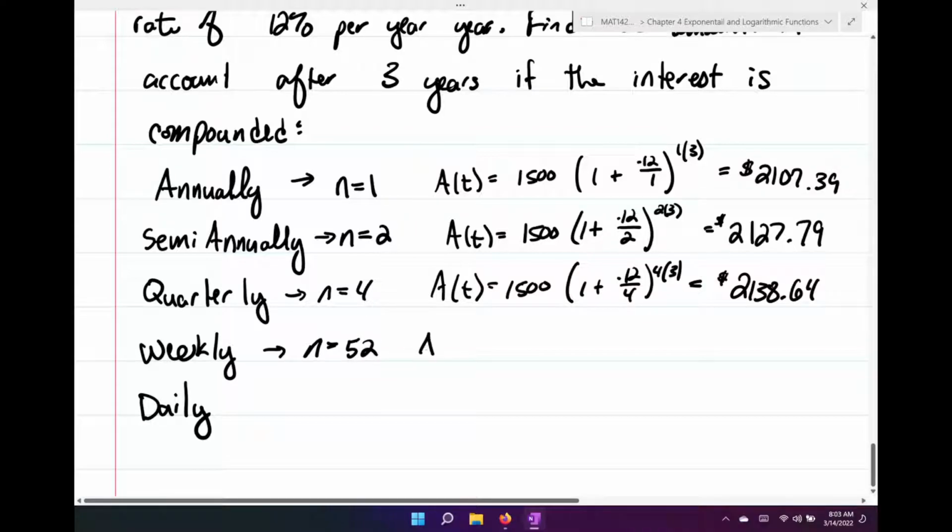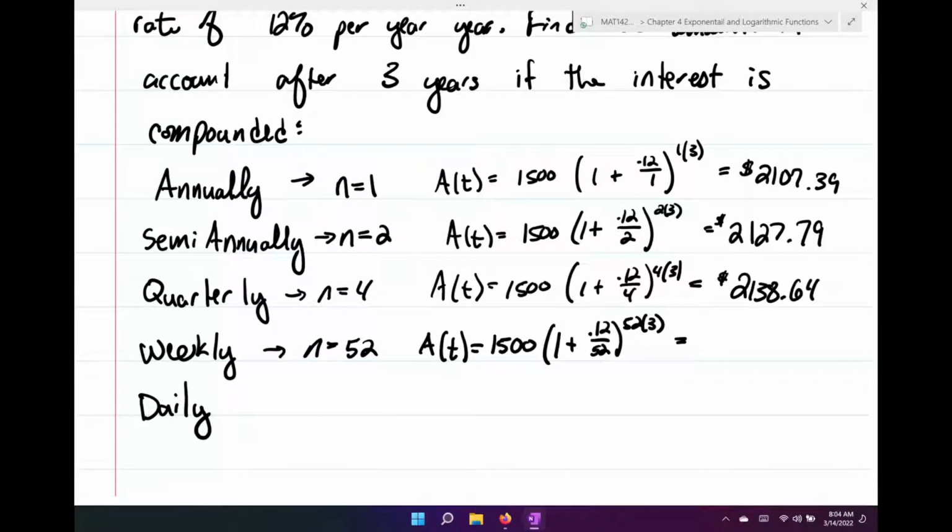Weekly, n equals 52. Now, there is a weird one with weekly. I'm sorry, no, with daily. Daily's the weird one, and I'll go over that in a second. So weekly is going to be 0.12 over 52, raised to the 52 times 3 power. So I need to type this into my calculator again. So 52 there, and 52 down there. $2,149.10.